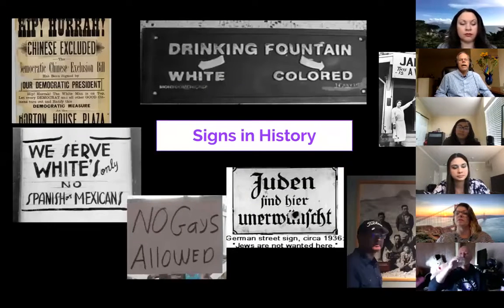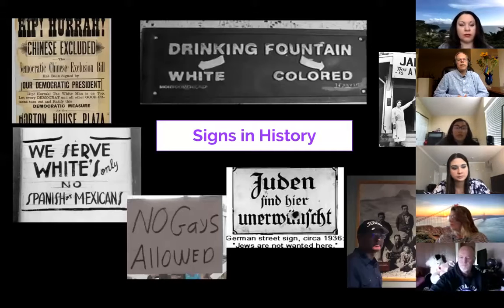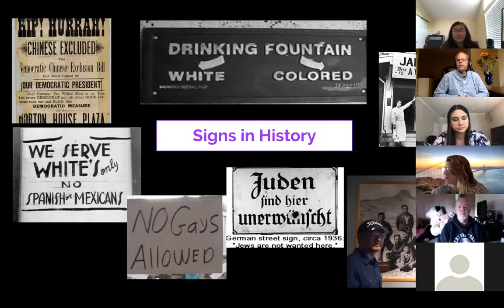And then there are these signs in history I wanted to share with you. So imagine if you were Japanese and you saw a sign like that in the upper right-hand corner, or if you were Mexican or Spanish and you saw that sign in the bottom left-hand corner, or you were German and saw signs like that about Jews in the 40s, or if you lived in the 60s or 70s and saw signs like no gays allowed and you were gay.